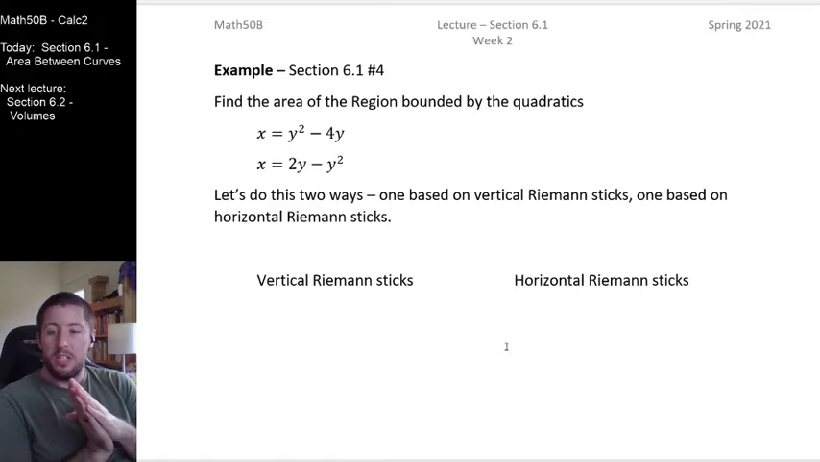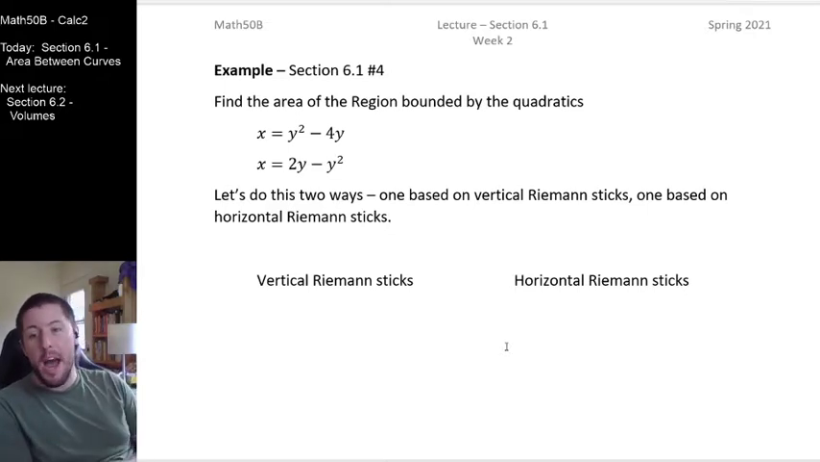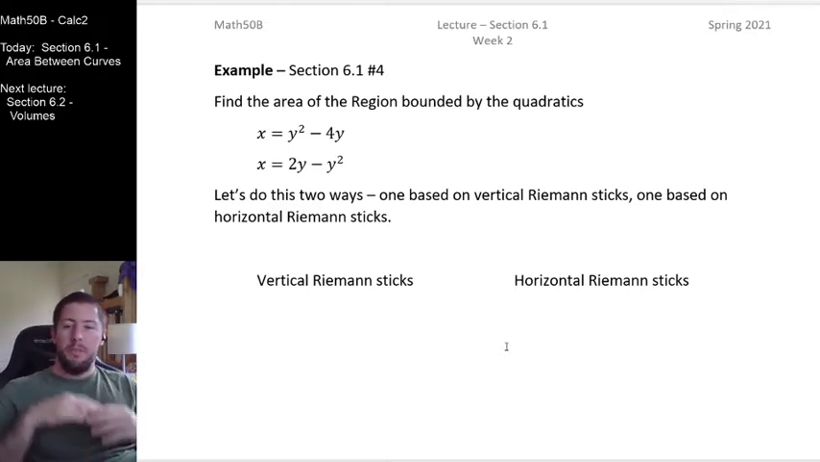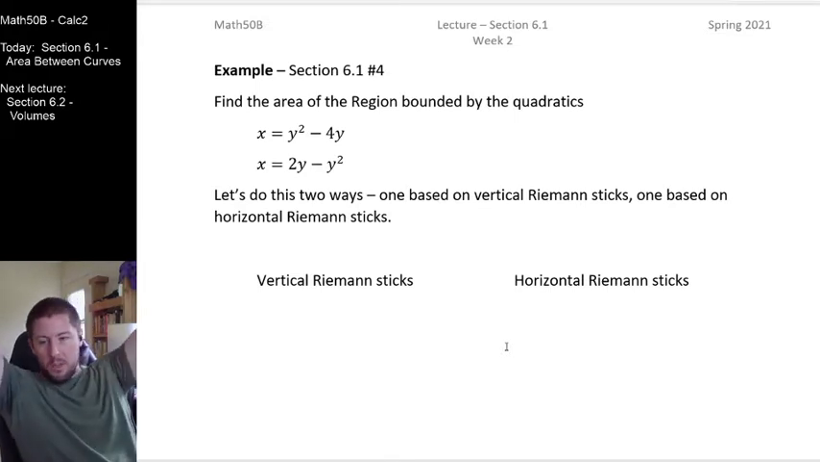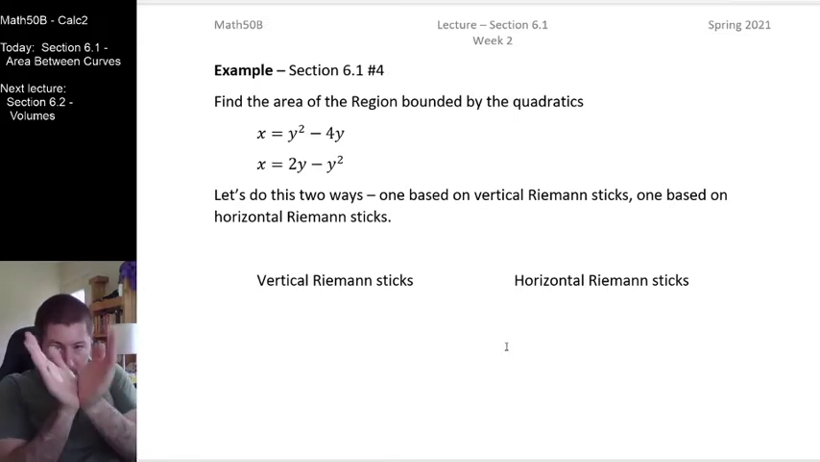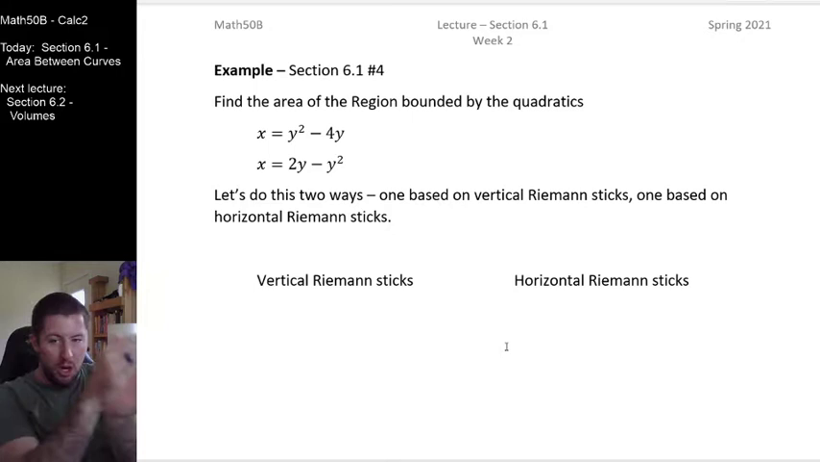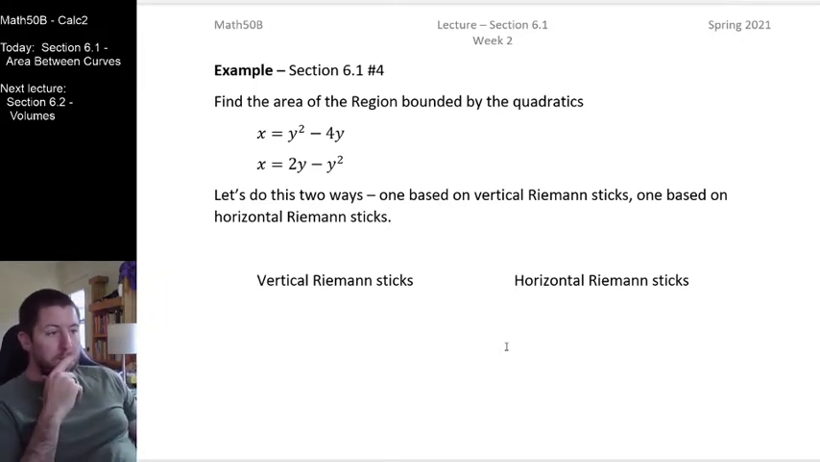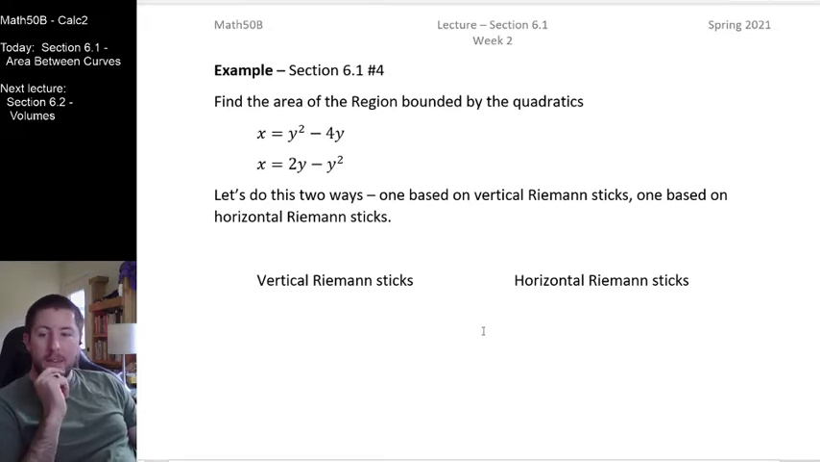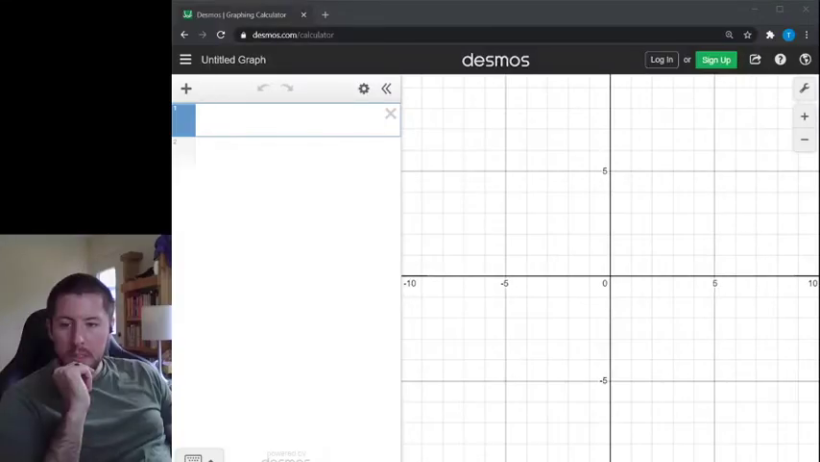These two equations are certainly quadratic, but they're quadratic in y, not quadratic in x. So what you should be picturing is that normally when we have y equals equations that are quadratic, it gives us parabolas that open up and down. Therefore, these ones should open left and right. This is probably a good time to ask Desmos what this actually looks like. So let's pop over to Desmos.